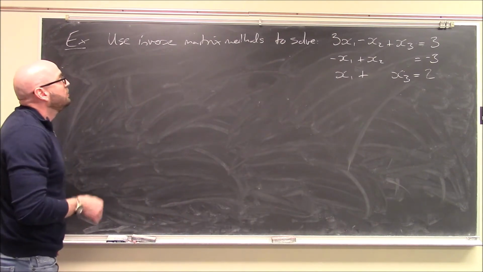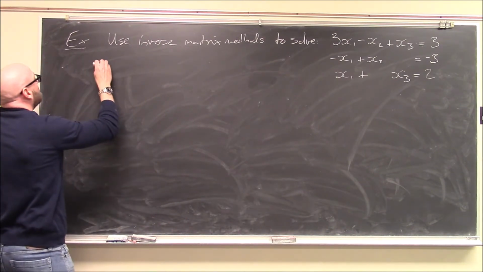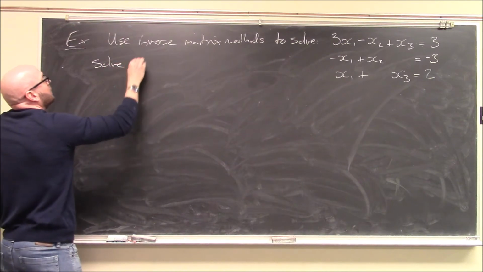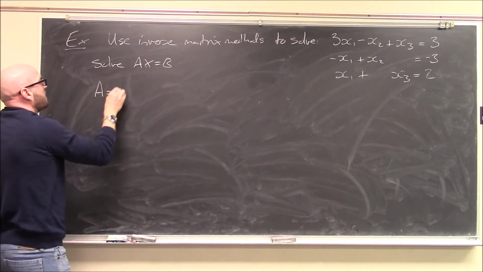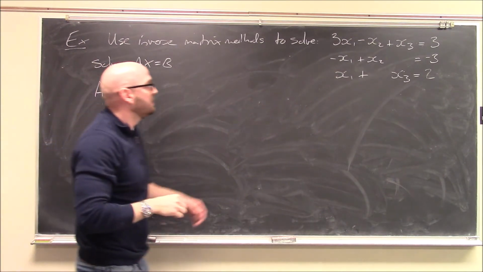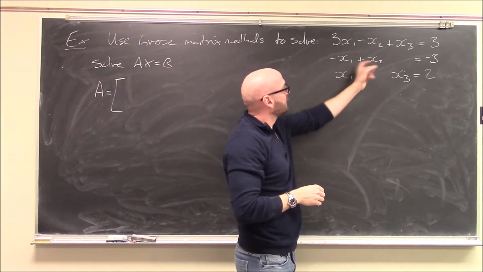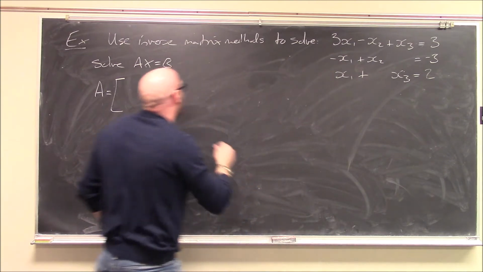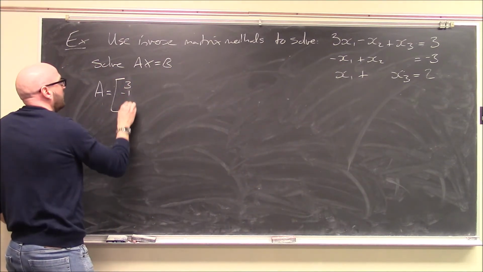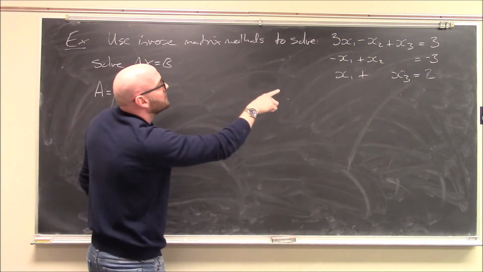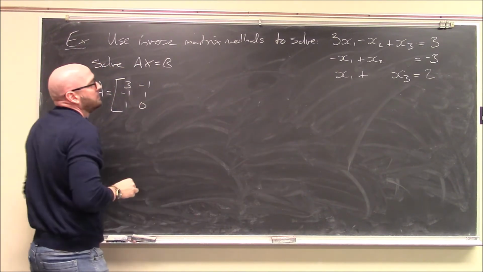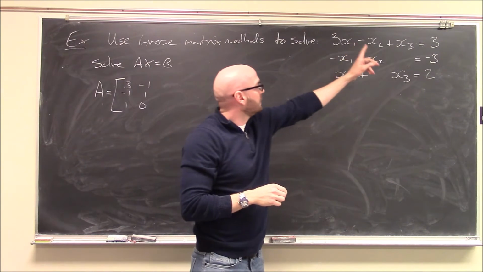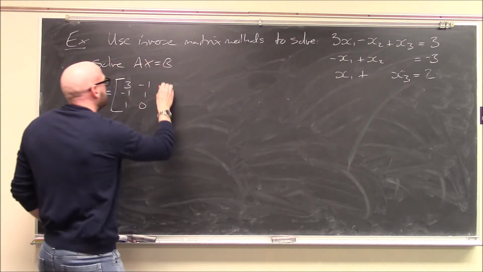So we're going to use matrix methods here. We're going to solve Ax equals B, where A is the coefficient matrix, so coefficients of x1, x2, and x3. We've got 3, minus 1, and 1. Coefficients of x2: minus 1, 1, and 0. And coefficients of x3 look like 1, 0, and 1.